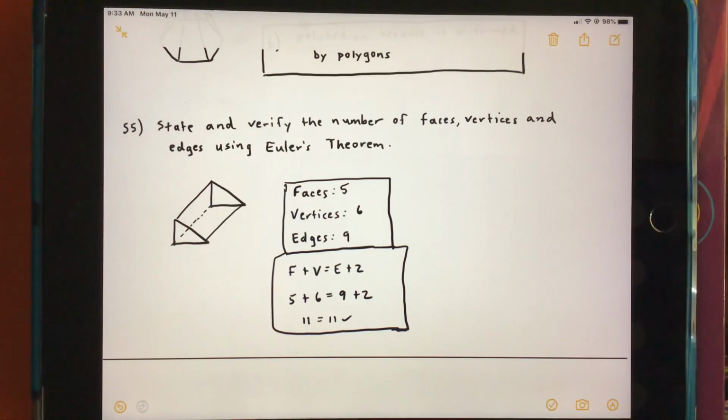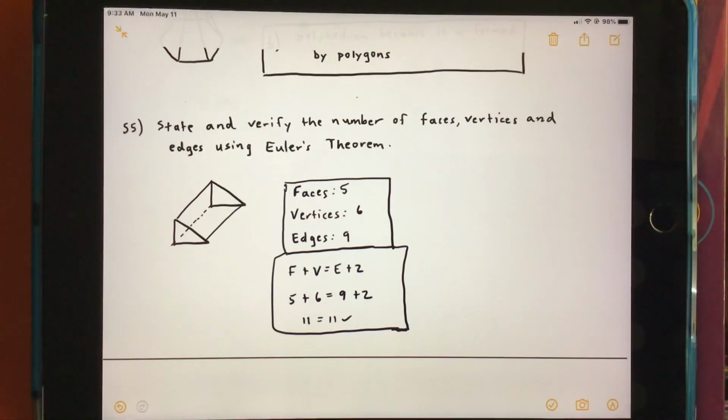So we count 6 vertices, and our edges are the line segments that connect the faces together. We'll count 3 that go around the triangles. We will count 3 edges on each of the triangles, so 3 plus 3 plus 3 is 9, so we have a total of 9 edges.